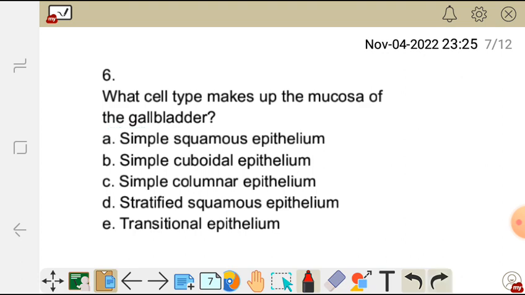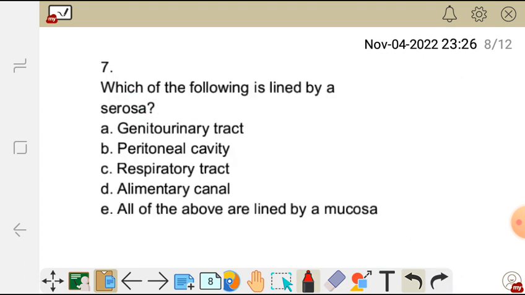So the gallbladder is lined by simple columnar epithelium. Simple columnar epithelium lines the mucosa of the gallbladder. We move on to question 7. Which of the following is lined by the serosa? So we have mucosa and the serosa.